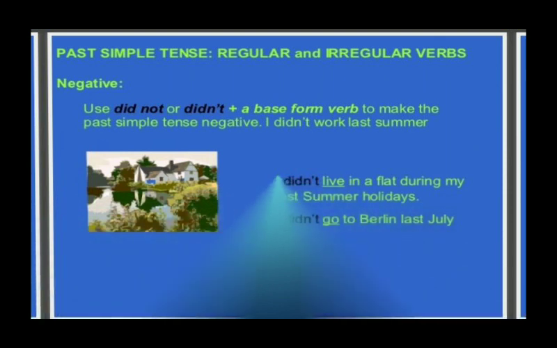Next thing, past simple tense, regular and irregular verbs. Now here is the combination of the regular and irregular verbs using the negative sentence. Till now, using regular and irregular verbs of past tense, we studied the affirmative sentence. Now this is the negative sentence of past tense, simple past, past indefinite tense.